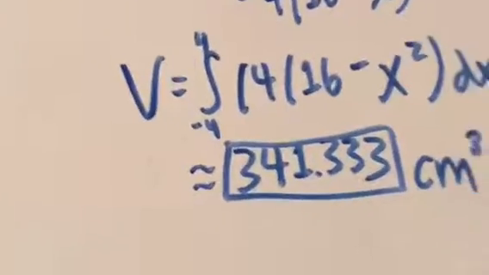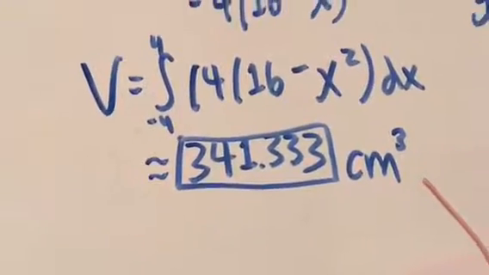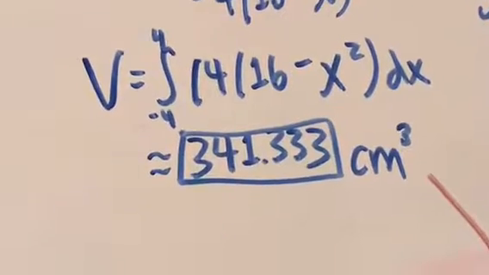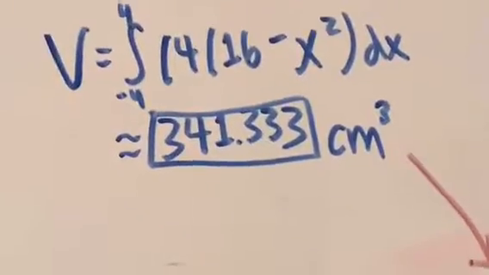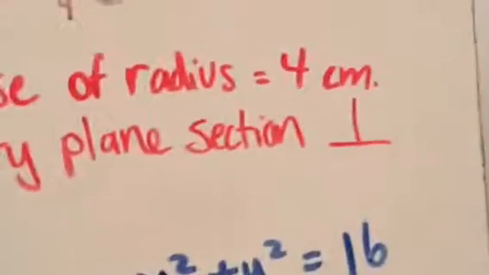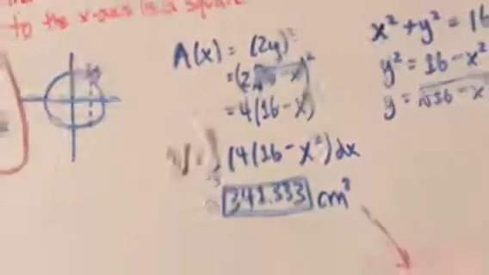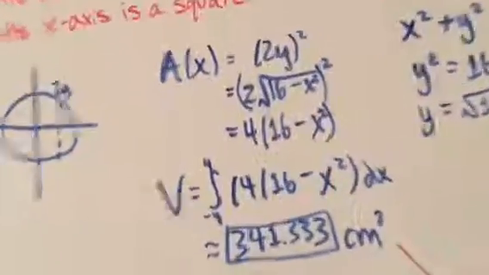And then we can plug that into the calculator, and we get 341.333, and it's important to remember the units. It told us the radius was in centimeters, so that's going to be centimeters cubed. And that's the final answer.